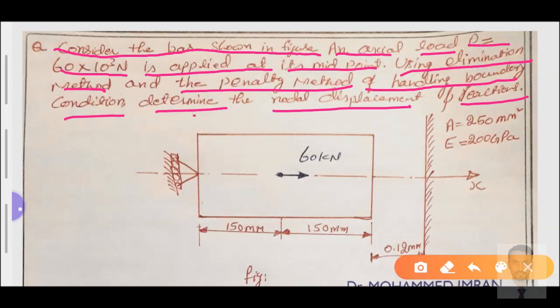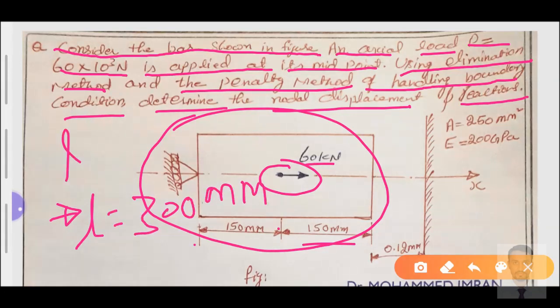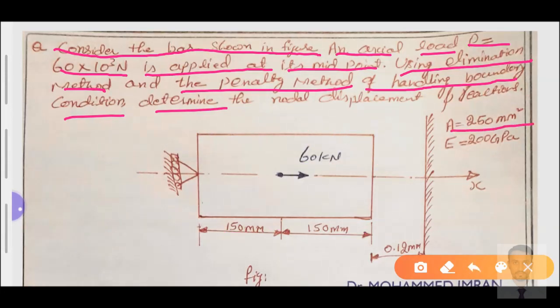This is the given bar element. Force has been applied at the mid node, 60 kilonewton. From the left-hand side 150 mm length is maintained, and from the right-hand side corner 150 mm length has been maintained. That means L equals 300 mm, and L1 and L2 equal 150 mm. Apart from this, area of cross section is 250 mm square, Young's modulus 200 gigapascals.